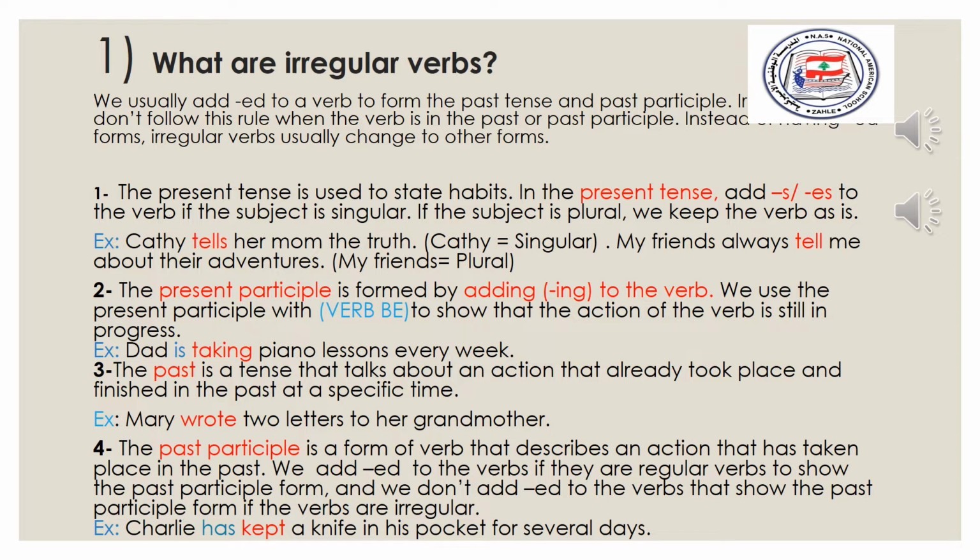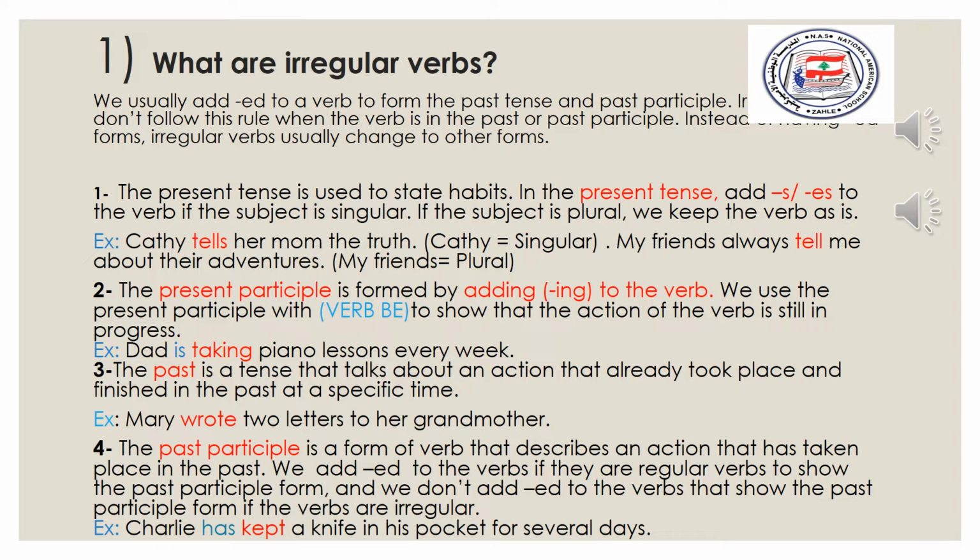Number 1. The present tense is used to state habits. In the present tense, add s or es to the verb if the subject is singular. But if the subject is plural, we keep the verb as is. Example: Kathy tells her mom the truth. Kathy is a singular noun, so we added s to the verb and it is tells. My friends always tell me about their adventures. We kept the verb as is since my friends is a plural noun.